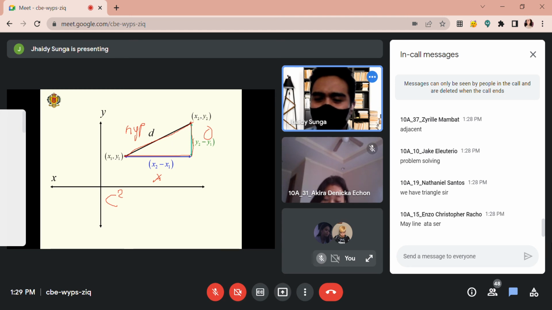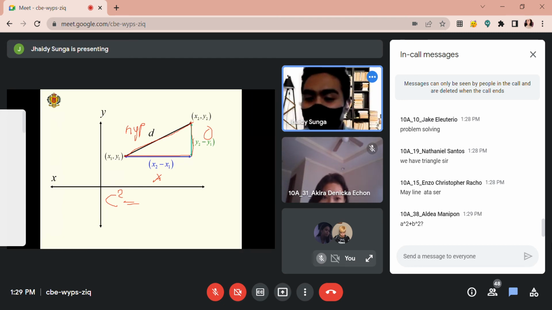How would you mind telling me what's the next item that I will be writing, from c squared? Did you notice? This would be a formula. What is this formula? That's the thing. So that will be a squared plus b squared.